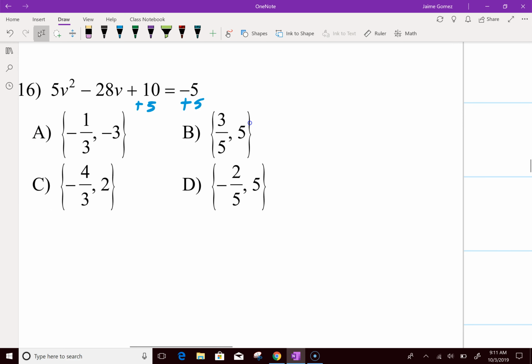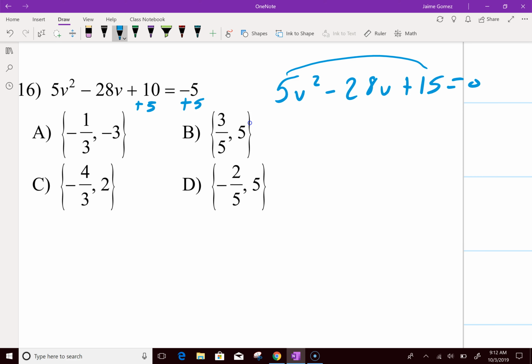So then the question should say here, 5v squared minus 28v plus 15 now equals 0. Can I take away anything from the 5 and the 28? No. So then I have to multiply the 5 to the 15. So then I have v squared minus 28v plus 75 equals 0.